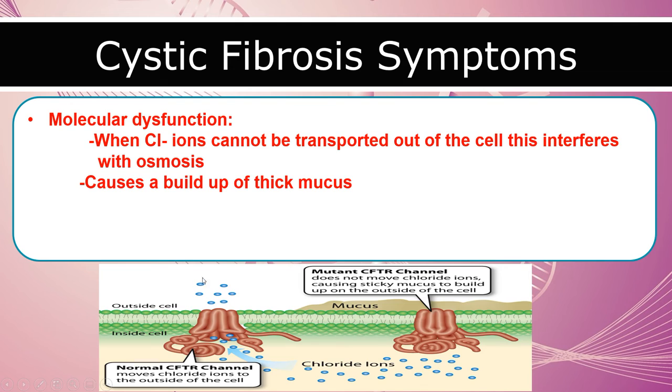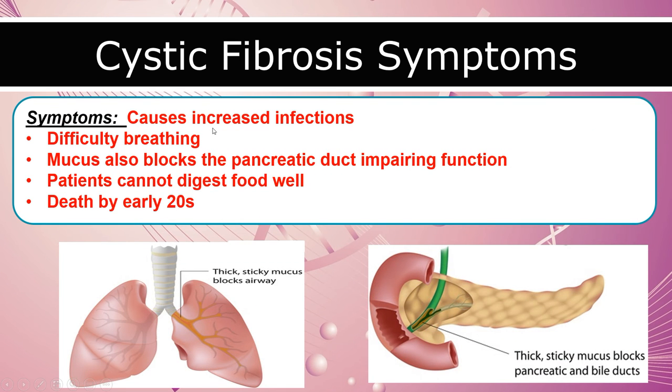So the CFTR gene, like I said, encodes a chloride transporter. This is a membrane protein whose whole job is to move chloride outside of the cell. When there are mutations in that gene, it does not function. And so chloride tends to stay inside the cell, and this interferes with osmosis. So what ends up happening is, instead of having a watery environment outside the cell, mucus will build up on those tissues. So this has the effect of causing increased infections.